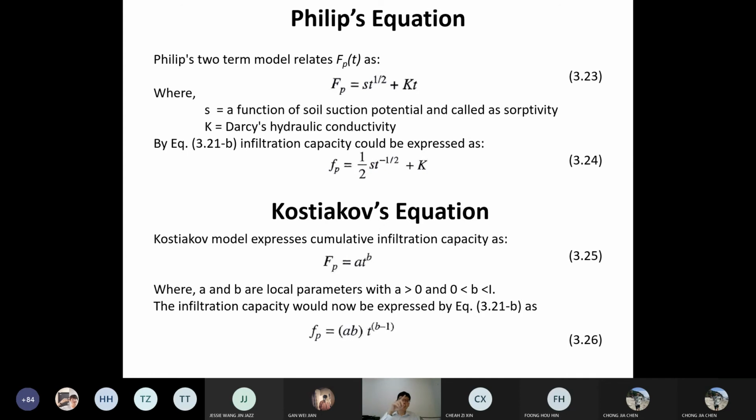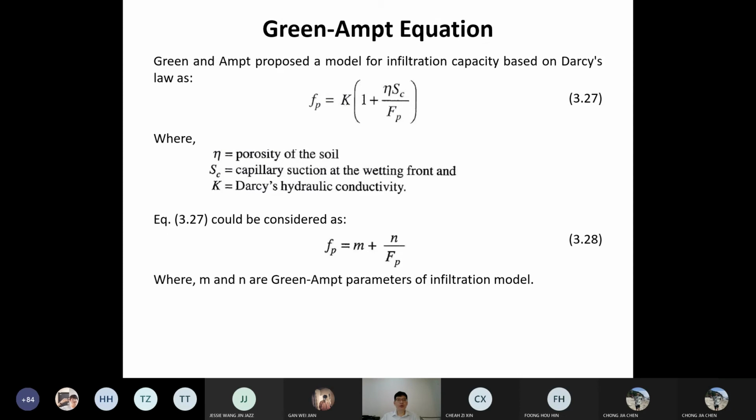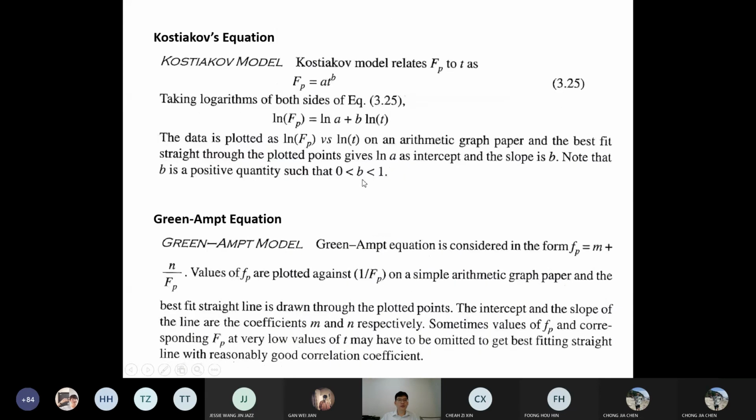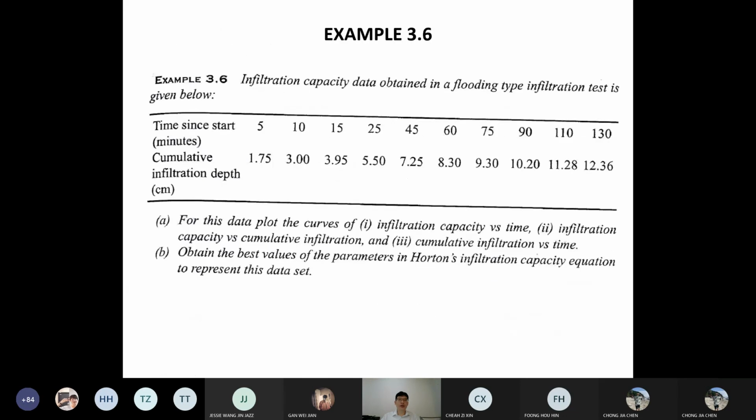Another one is the reducing rate. Initially, the soil is not yet moist and is able to absorb a lot, and after that it becomes steady. Philip has the Philip equation, Kostiakov has the Kostiakov equation, which take other considerations into account. There is also the Green-Ampt equation as well. That is a summary of these four equations.